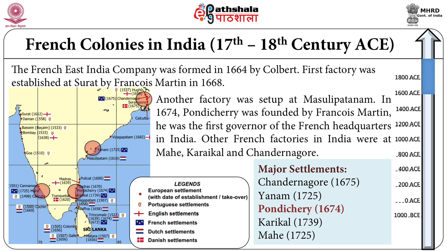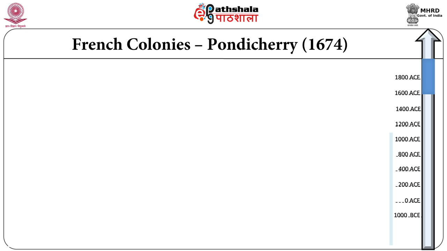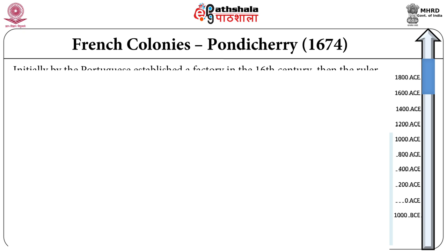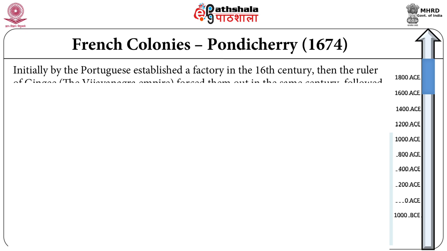You can see from this drawing the settlements. The major settlements were Chandannagar in West Bengal, then Yanam, Pondicherry, Karaikal, and Mahe, so both on the western and the eastern coast. Now we take up the case of Pondicherry, which was one of the significant settlements of this time period.